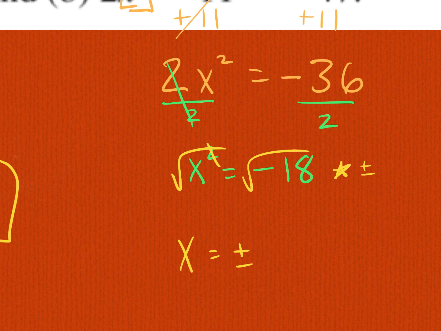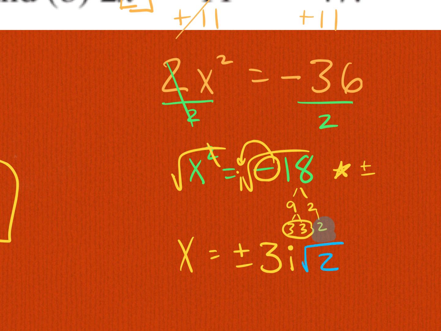And 18 is not a perfect square, so we can break it down. 2 factors of 18 are 9 and 2. 9 breaks down into 3 and 3, so I would circle my 3s. 3 comes out. We know the negative comes out into an i. And then 2 doesn't have a pair, so that has to stay on the inside. So it'd be square root 2. So my answer is plus or minus 3i square root 2.